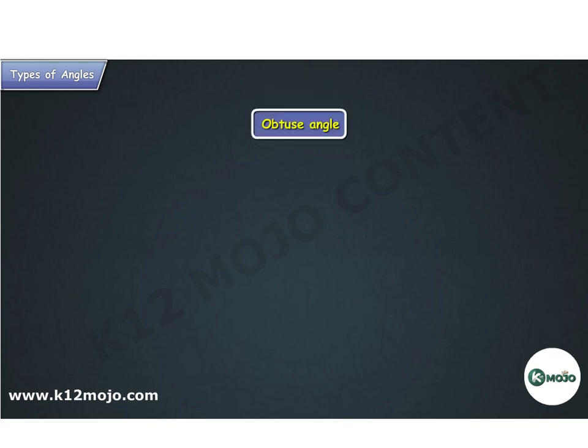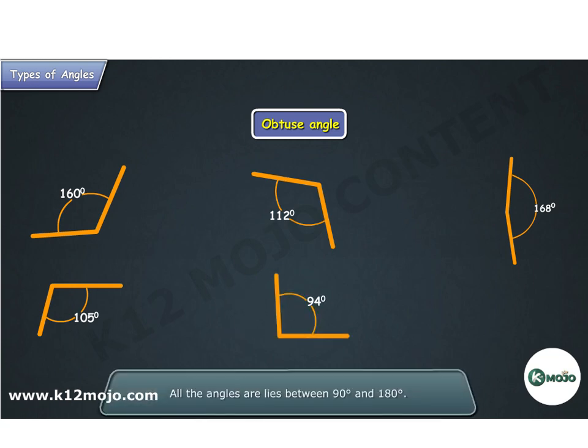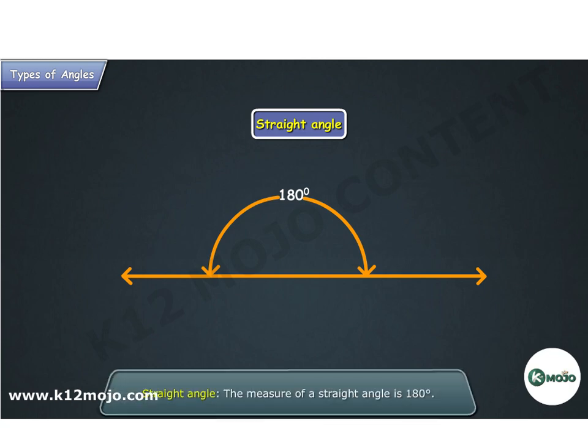Obtuse angle. An angle whose measure lies between 90 degrees and 180 degrees is called an obtuse angle. Straight angle. The measure of a straight angle is 180 degrees.